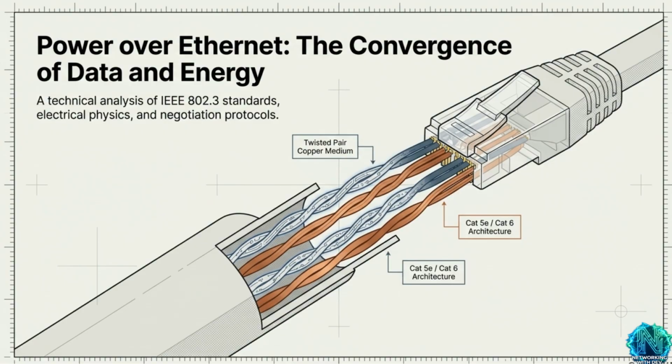But this isn't just about plug-and-play electricity. To do this safely, we rely on complex IEEE 802.3 standards and negotiation protocols that ensure the switch only sends power if the device on the other end can handle it. Let's dive into these standards to see how PoE has evolved from powering simple desk phones to supporting high-power IoT systems.